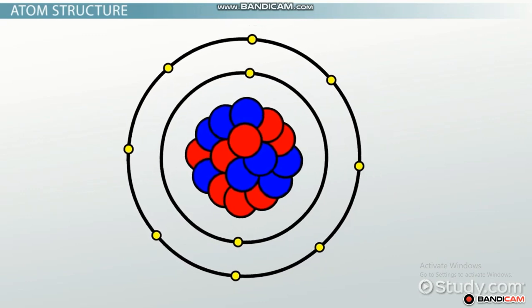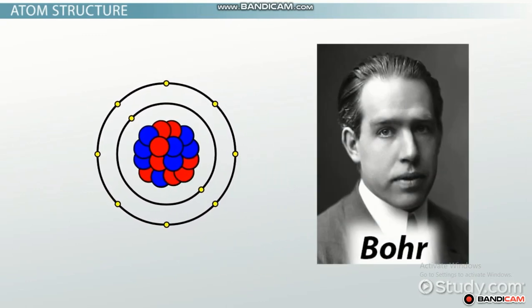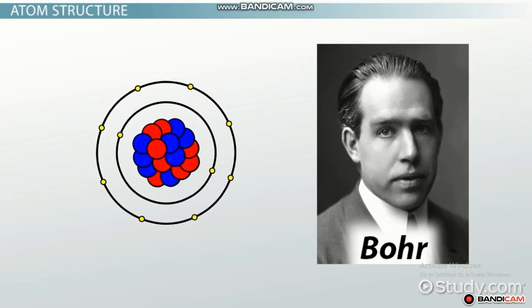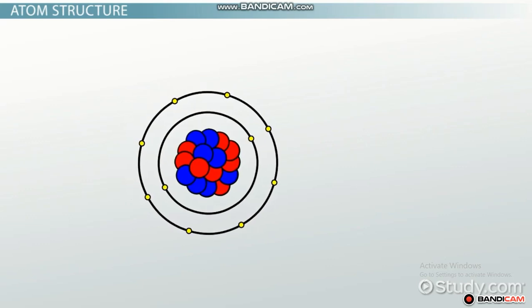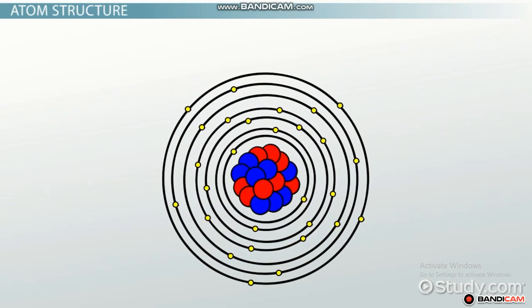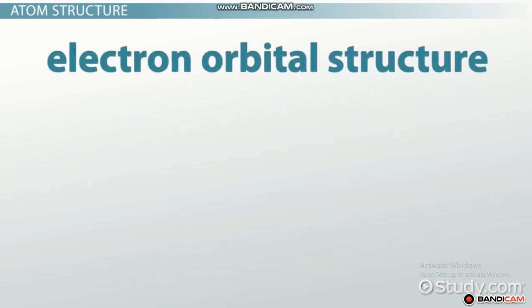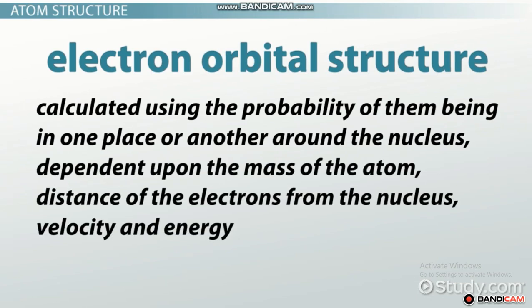Theoretically, as first calculated by the physicist Niels Bohr, electrons move in orbits or orbitals, a term physicists prefer rather than subshells. Each orbital occupies different energy levels, or shells that number from 1 to 7. Electron orbital structure is calculated using the probability of them being in one place or another around the nucleus, dependent upon the mass of the atom, distance of the electrons from the nucleus, velocity, and energy.